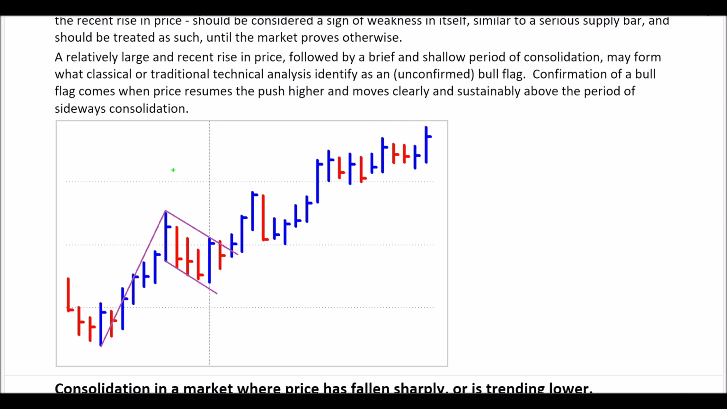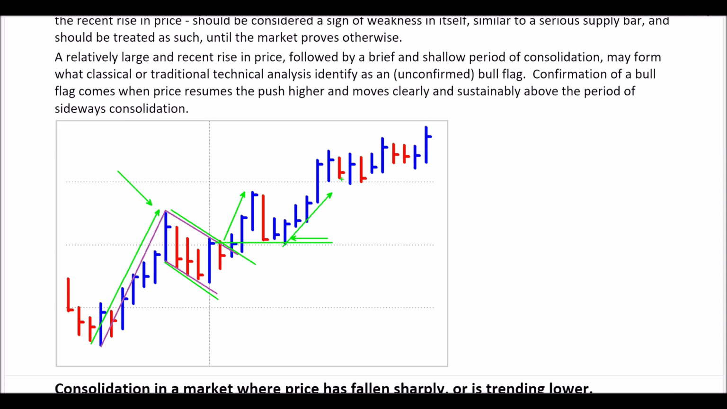And you can see here a bull flag of sorts. Price has accelerated higher. This is the flagpole. And then it's moved into consolidation. And there's the consolidation period before price began pushing higher again. In this case, price came back and tested the breakout before accelerating higher.